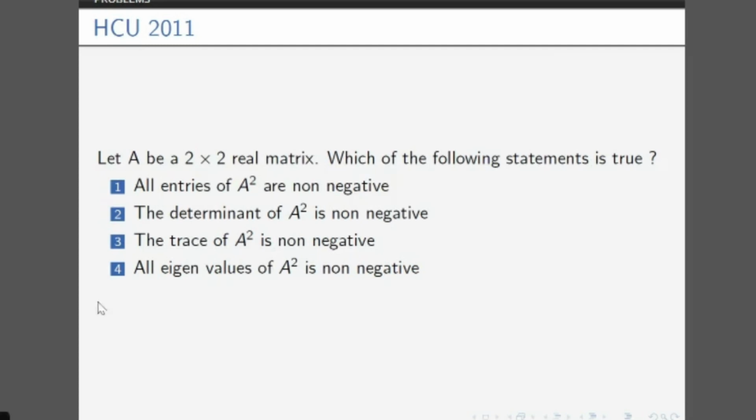Ma'am, option 2. Option 2, ma'am. Okay. That is, the determinant is non-negative. Yes. Okay. One of you has answered option 3. Okay. Any other answers? Option 2 is false, I think. Okay. Shall I move to the answer?